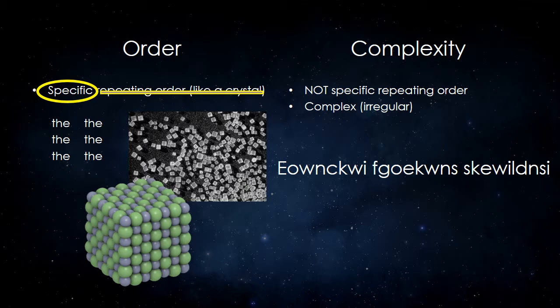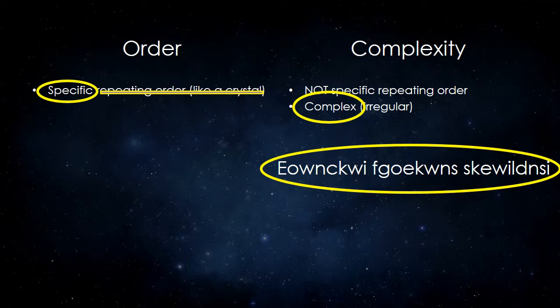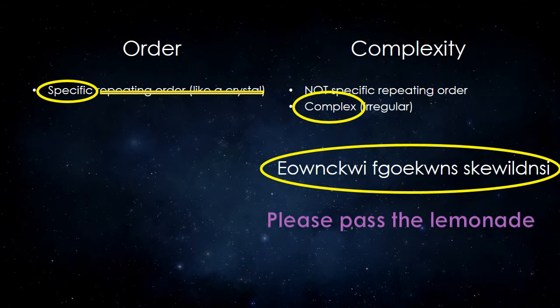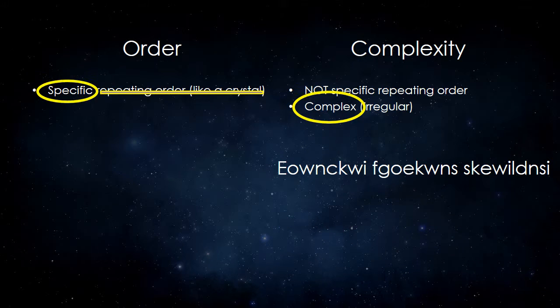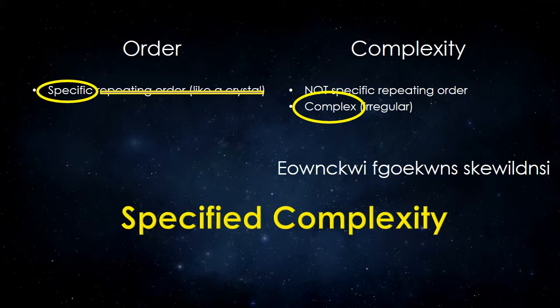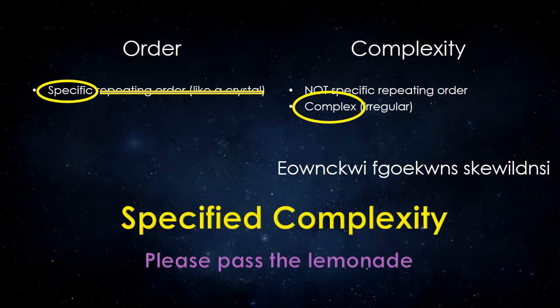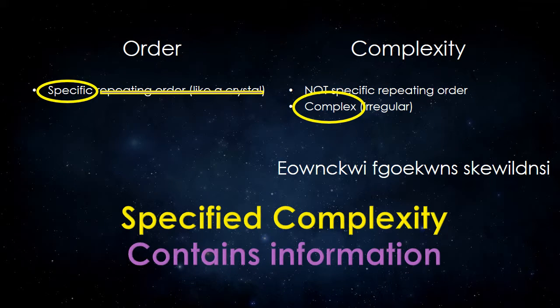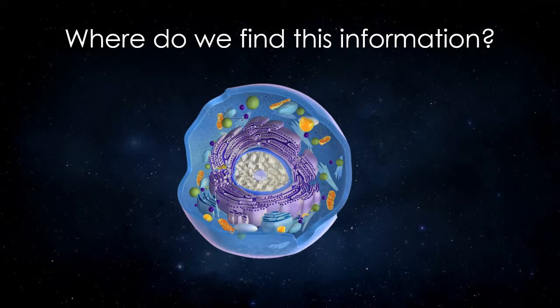The information found in cells is specific but not repeating, and it is complex. But instead of being random gibberish like this, it has meaning. Because it is specific and complex, we call it specified complexity. And because it has meaning, we say it contains information. So where do we find this specific and complex information in cells?